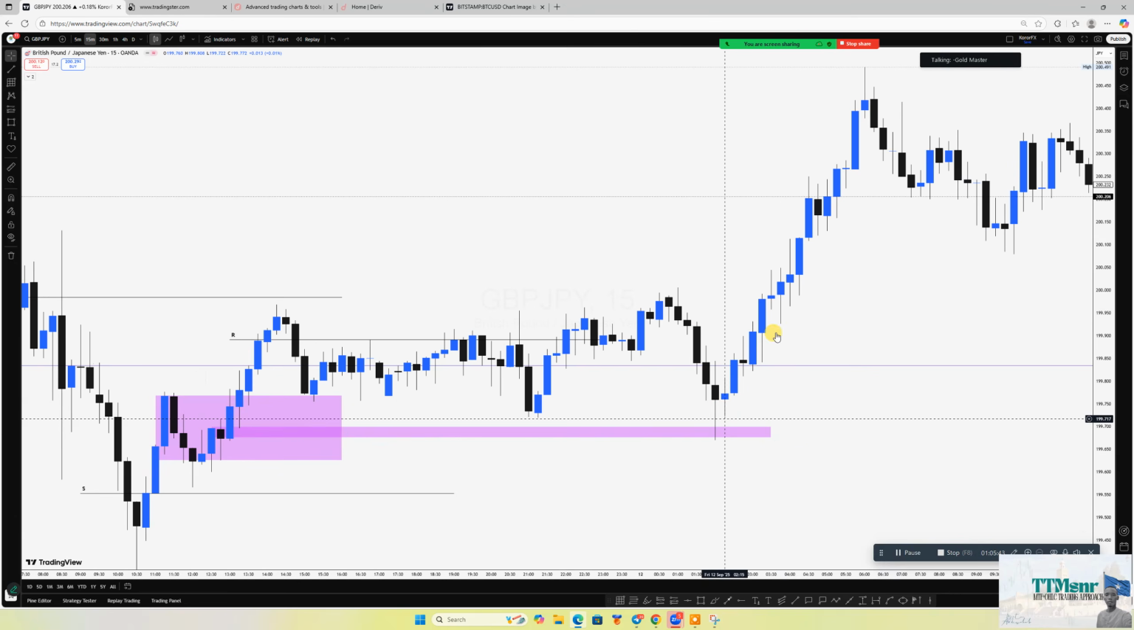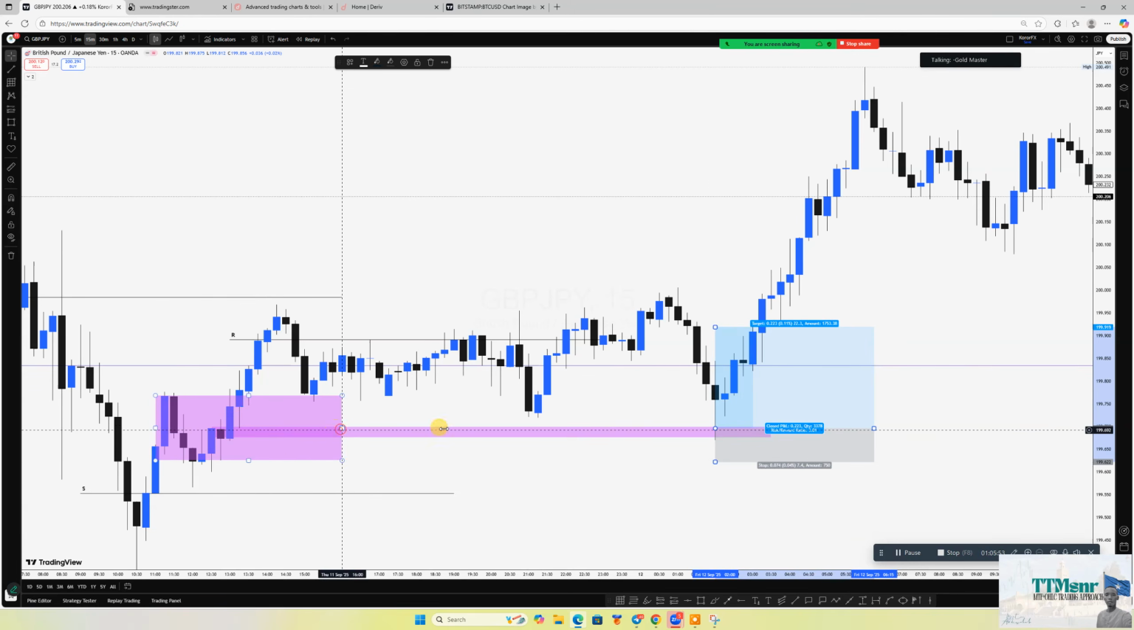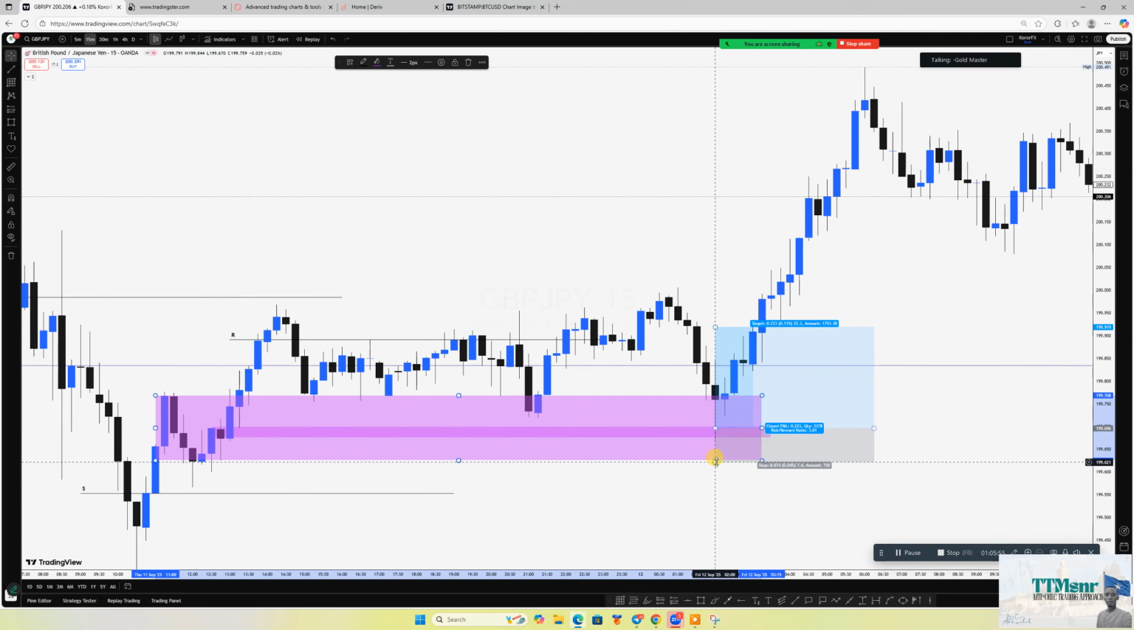What do you see? This buy? Is it clear, guys? Is it clear? So SL will always be below this box, okay? Yeah, very clear, very clear.